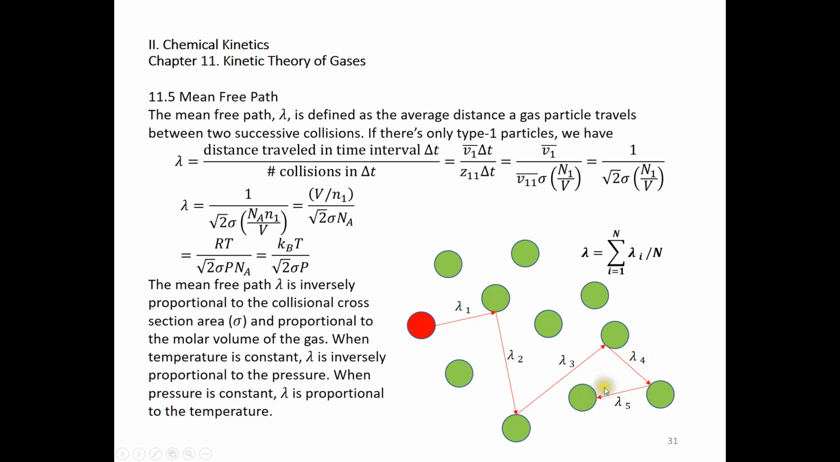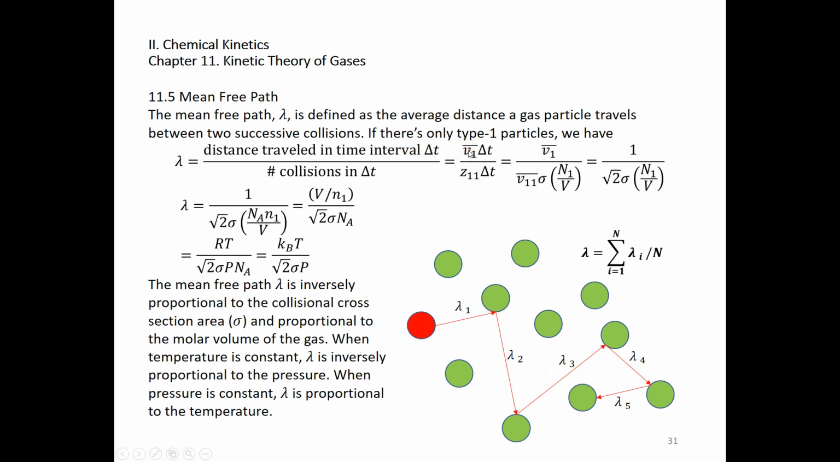5 collisions, 5 segments. So really the average distance is the total distance divided by the number of collisions. The total distance is the sum of all those lambdas, 5 of them, we sum it up and divide it by 5. But if we are looking at a certain time period, then lambda is simply the total distance this particle has traveled within time interval delta t, on top, and on the bottom is the number of collisions in delta t. And again, the number of collisions in delta t is equal to the number of segments over here. You can see 5 collisions, 5 segments.